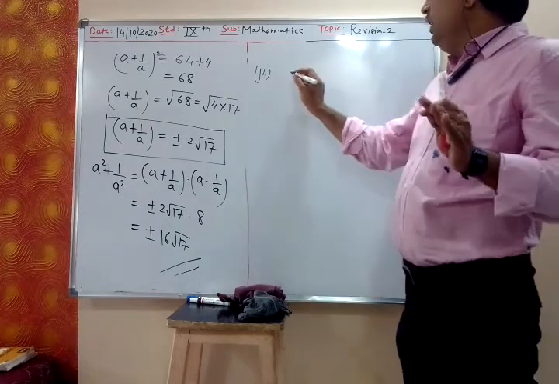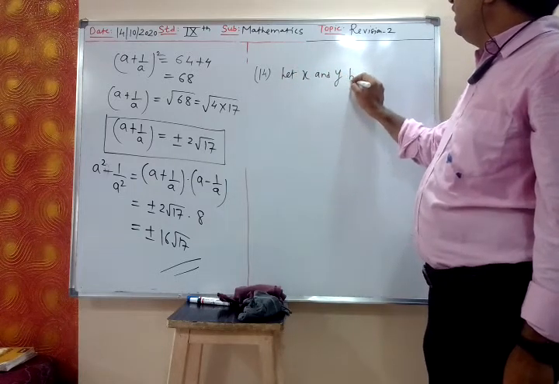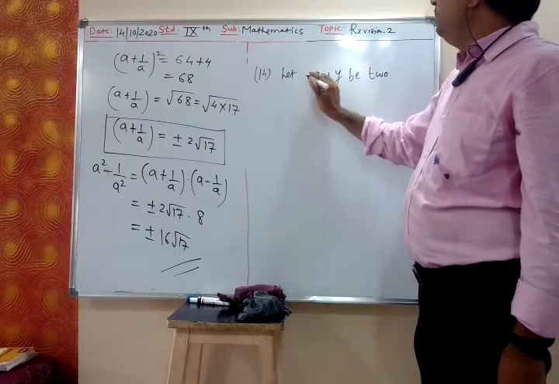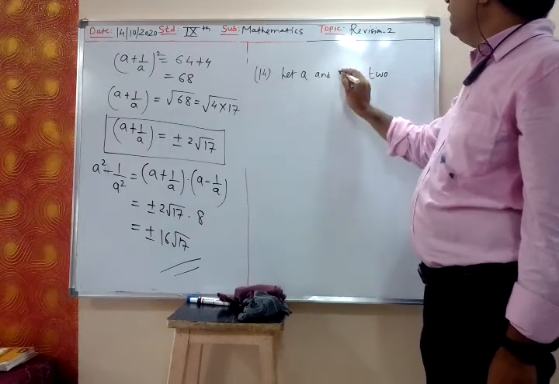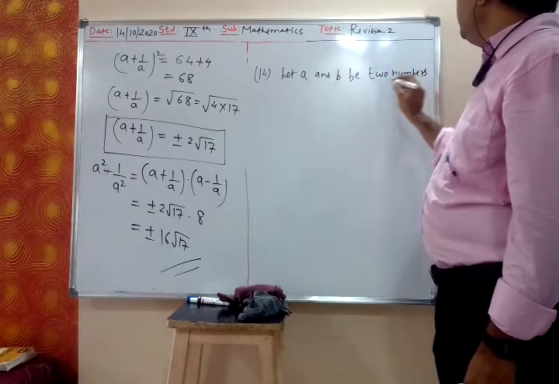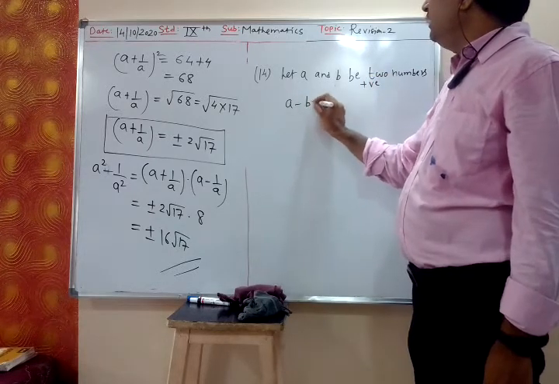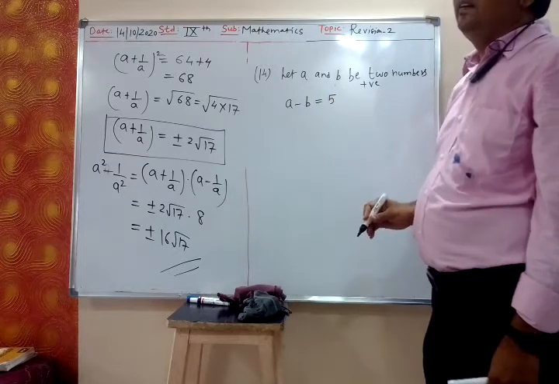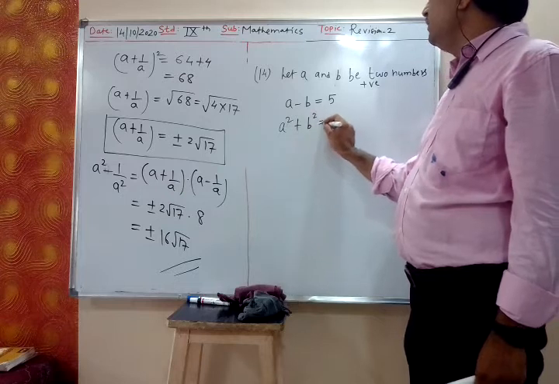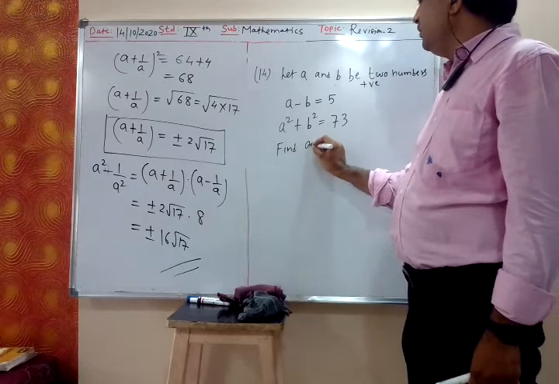Yes. Now so we write, let x and y be two numbers. You can take a and b also. Let a and b be two numbers, no problem. You can take x and y, or a and b. Let a and b be two positive numbers. Their difference is given as 5, correct? A minus b is given as 5. And the sum of their squares, that means a square plus b square, is given as 73. Find the product of these two numbers. So find a dot b.